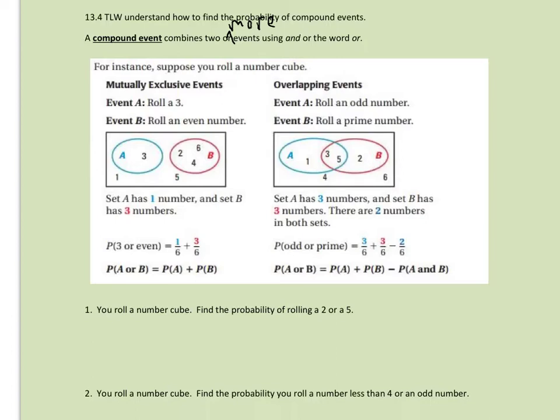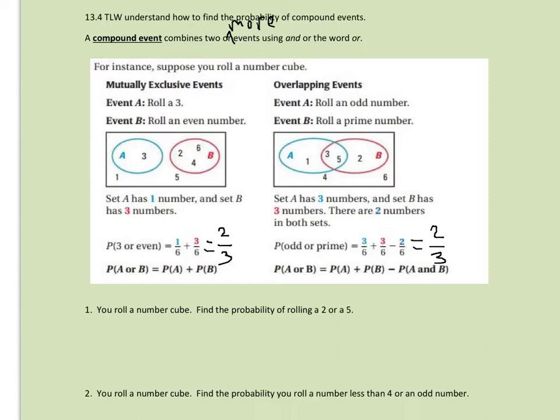What's the probability of being a prime number? Well, you have 2, 3, and 5. That's 3/6. How many of them overlap? 2. Subtract out 2. So this total here would be 2/3. Here it would be 4/6, which is also 2/3. They happen to be the same. That doesn't always happen.